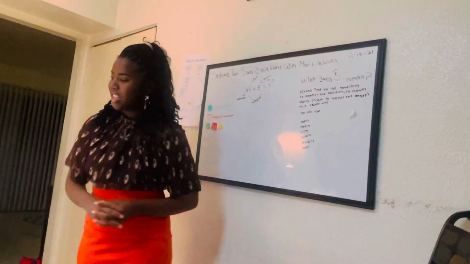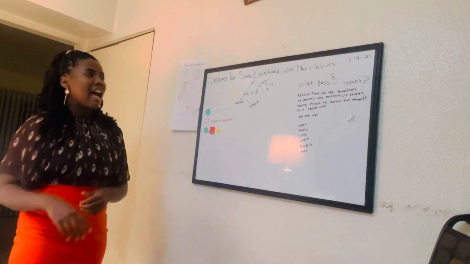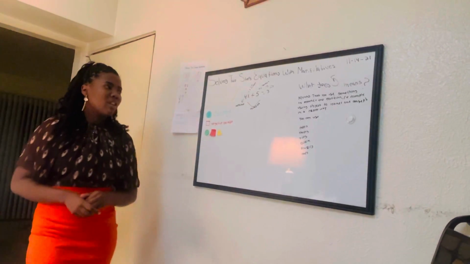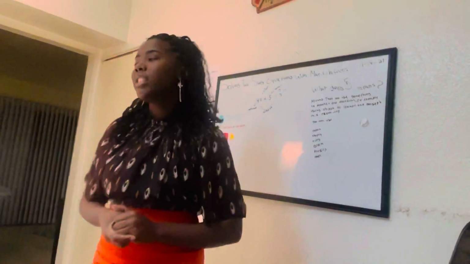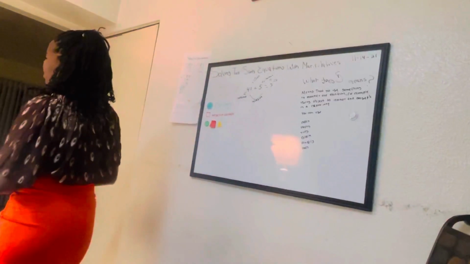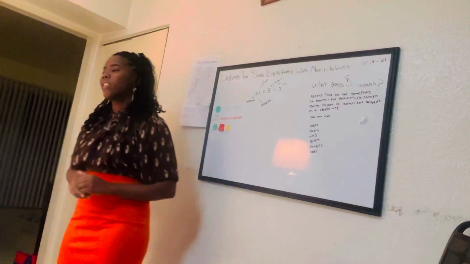So, in the last class that we had last week, we were solving equations. Today we're going to do the same. It's going to be two-step equations. But first, I'm going to talk about the rules of the classroom.